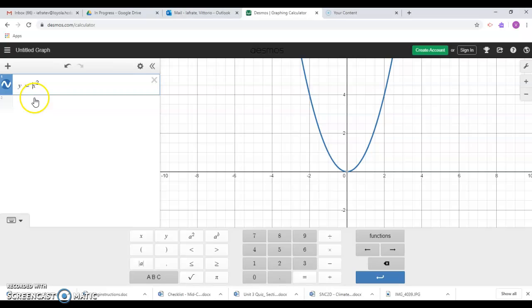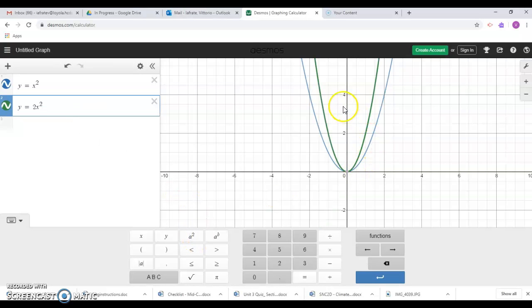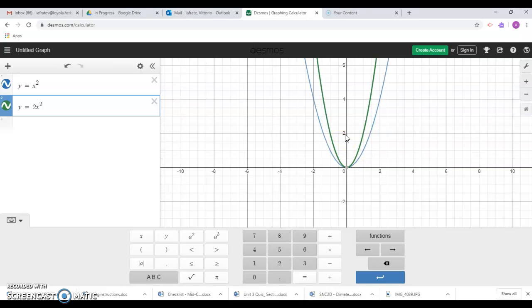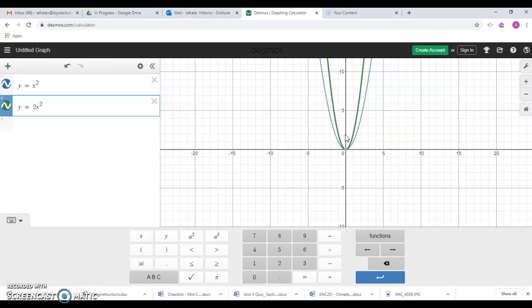Right now the a value is 1, but if you put an a value that's more than 1, you'll notice something interesting happen. So let's say I put y is equal to 2x squared. You'll notice this green one here, y is equal to 2x squared, still has the same vertex as y is equal to x squared. It's just that it seems to be narrower than the y is equal to x squared parabola.